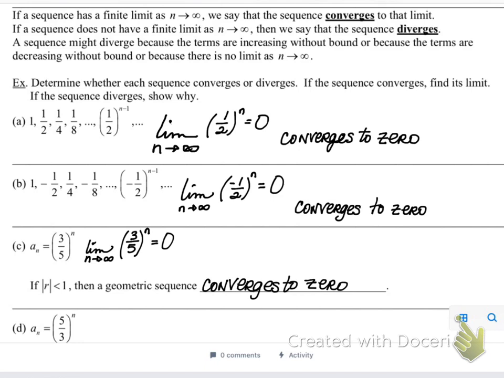sequence converges to 0. A series is a completely different thing. If I said series before, I'm so sorry. I mean sequence. Oops.